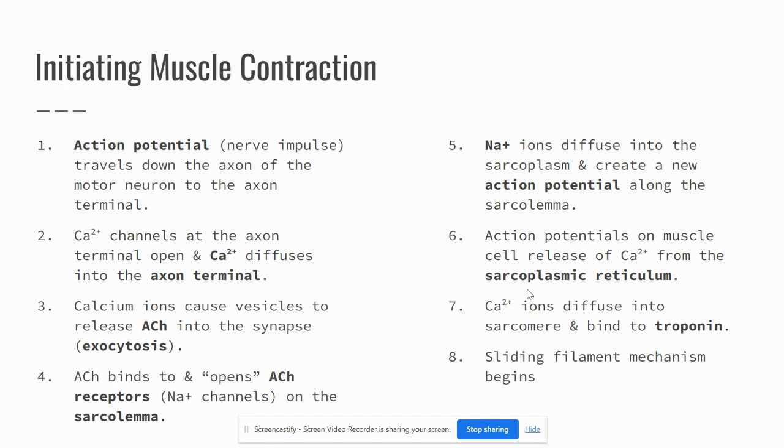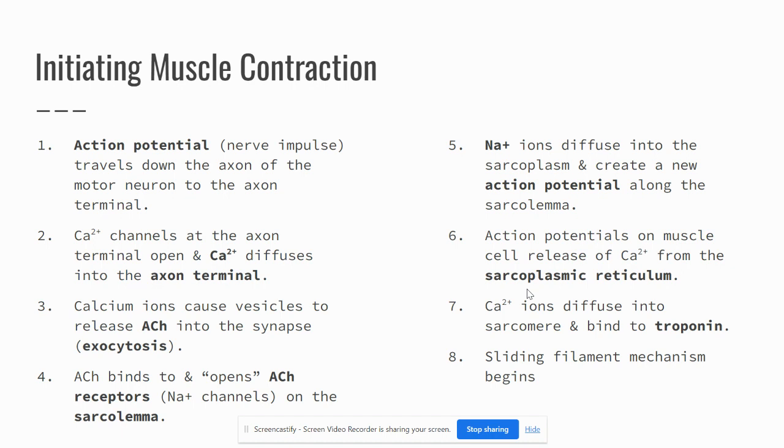So now that we've propagated another action potential on that muscle cell, that muscle cell will in turn release calcium ions from the sarcoplasmic reticulum. And as those calcium ions diffuse into that sarcomere, they bind to the troponin-tropomyosin complex, or basically to the troponin. And that's when our sliding filament mechanism begins.